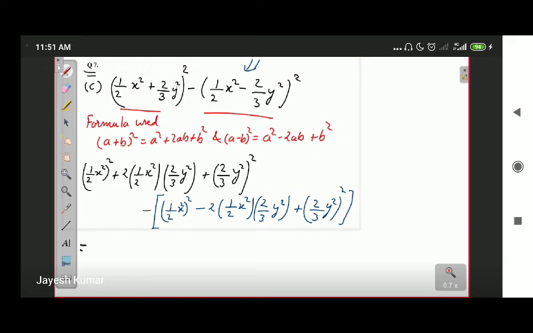So this will be (1 upon 2 x square) whole square is 1 upon 4 x to the power 4. This can be concluded as 2 is cancelled out with 2. 2 upon 3 x square y square plus once again 4 upon 9 y to the power 4. This is the expansion of the first part, and after this, the expansion of the second part will be, taking into account the sign before the bracket, the negative sign, the sign of all the terms inside the bracket will be changed.